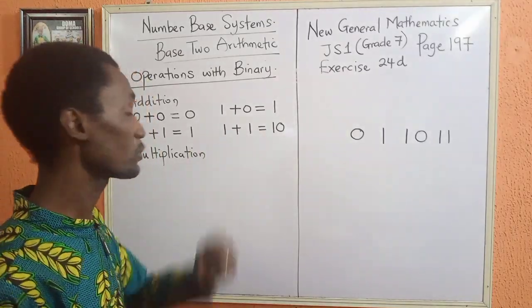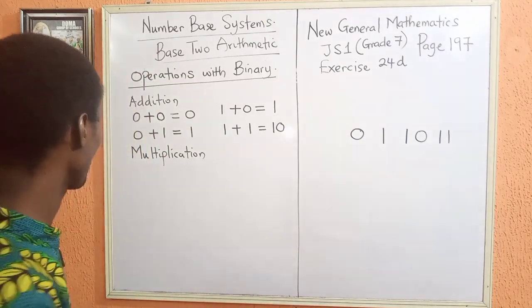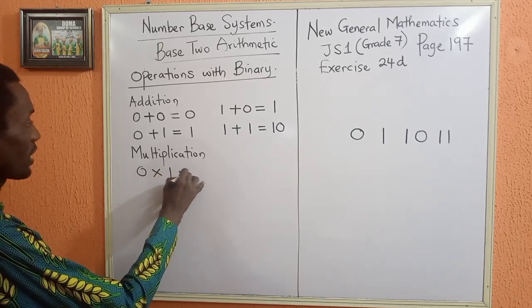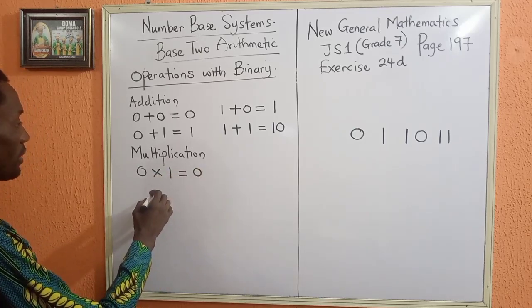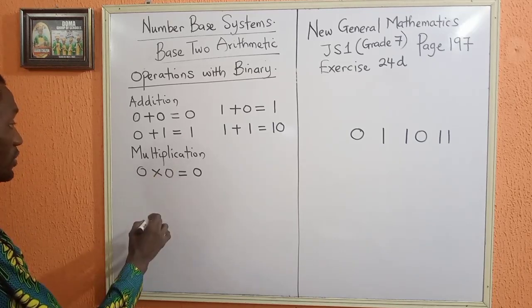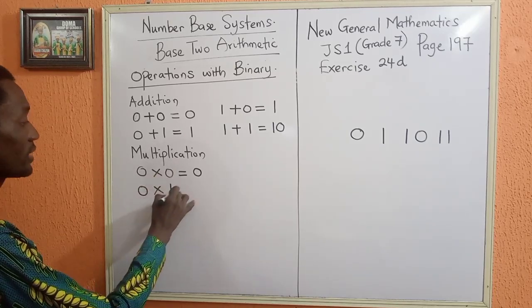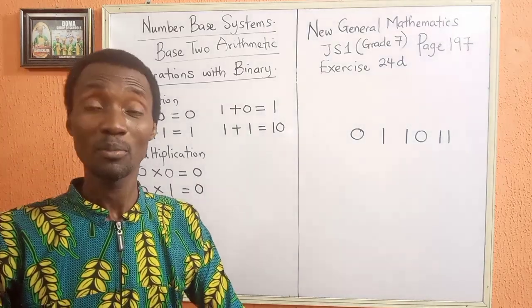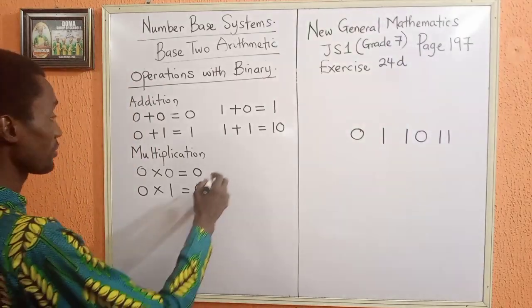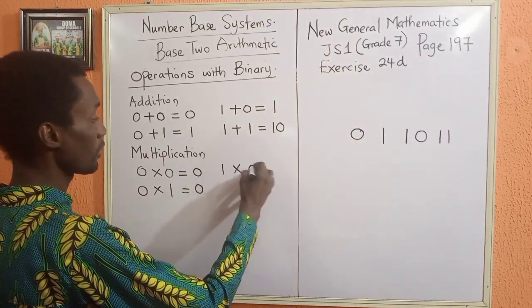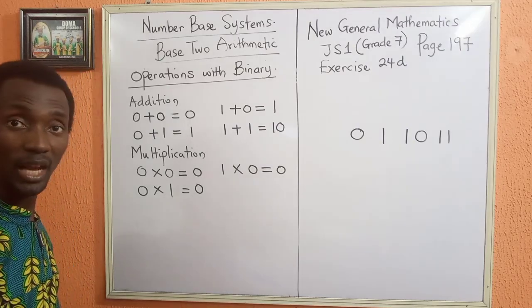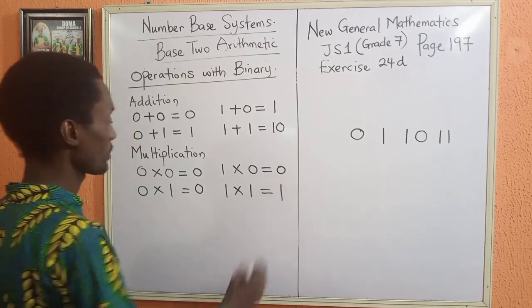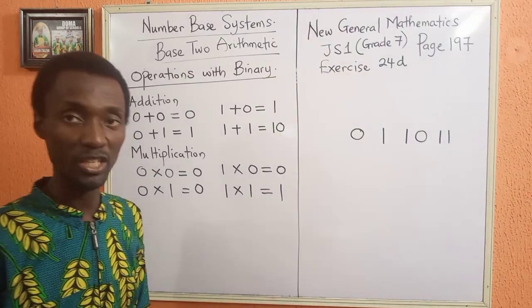All right, so with that settled, we can now come quickly to multiplication. For multiplication, we have 0 times 0 first. That will give us 0. We have 0 times 1. That will give us 0. Remember the understanding that anything that multiplies 0 must give you 0. Then we have 1 times 0, which will give us 0 also. And then we have what? 1 times 1, which will give us 1. So this is what we have for multiplication.